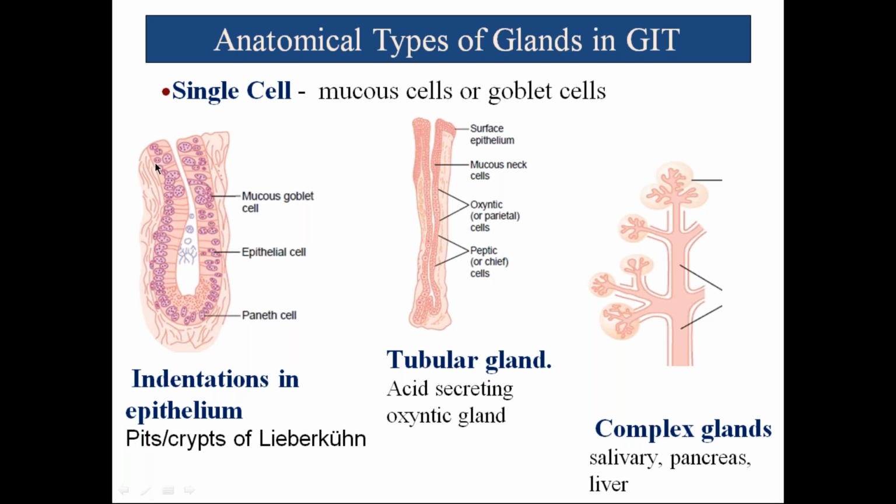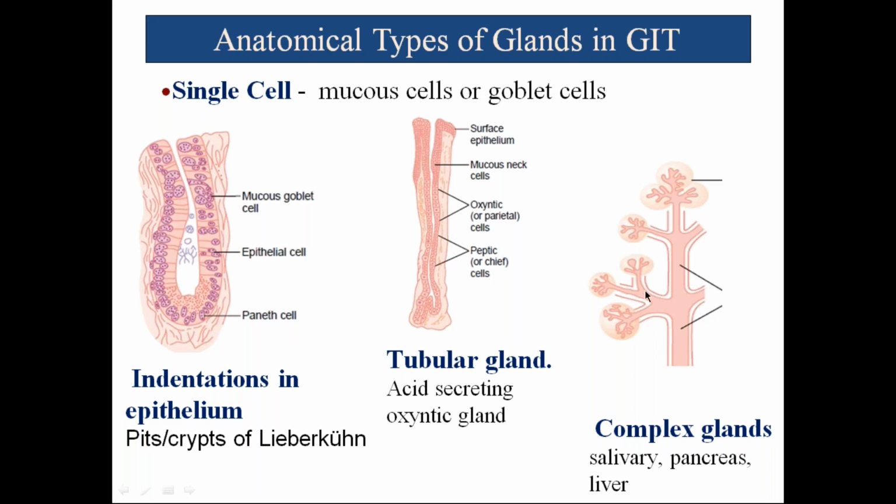Third type of glands are, when I was telling you about the structure of the GIT, I told you that the epithelial lining in the small intestine is thrown into finger-like projections that are known as villi. In between them, you have presence of the crypts. These are the crypts or the pits of Lieberkühn, and these types of cells are present in the indentations in the epithelium or in the crypts, right? So again, you have various types of cells which are present in the crypt.